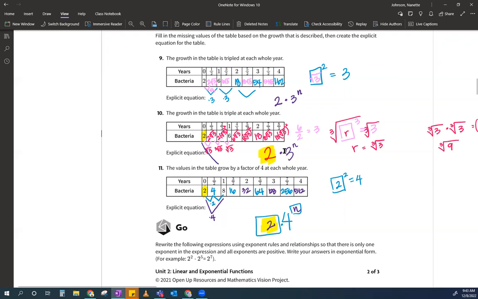Okay, so again, whenever you're writing these explicit exponential equations, this is basically what it looks like. It's your a times your multiplier to the exponent. Now, sometimes you'll see me write n minus 1, but that's because they didn't give me my 0th term. Okay. Hope that makes sense.